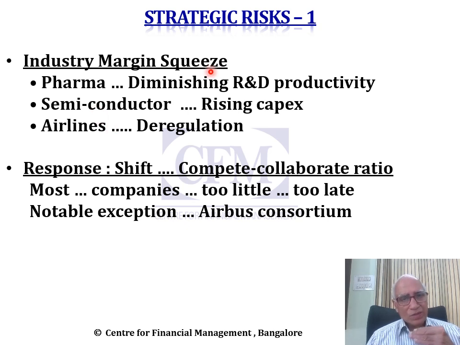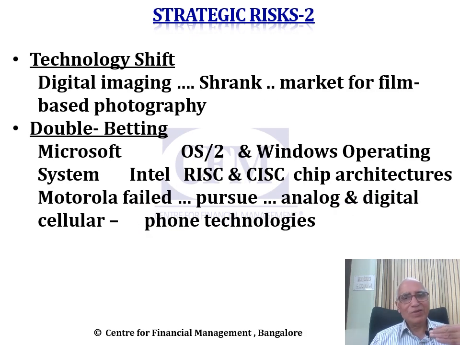Industry margin squeeze. The pharma industry has been experiencing diminishing R&D productivity. The semiconductor industry has been experiencing rising capex. Airlines have undergone deregulation. All these have led to industry margin squeeze. The appropriate response to industry margin squeeze is to shift the compete-collaborate ratio. Most companies do too little and too late. The notable exception is the Airbus Consortium. Technology risk. Abrupt shift in technology can hurt an industry.